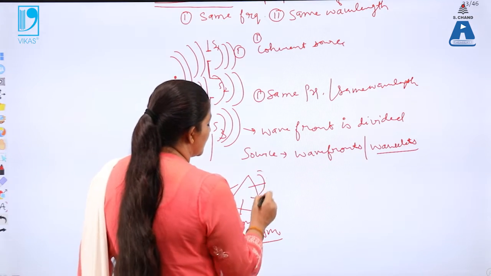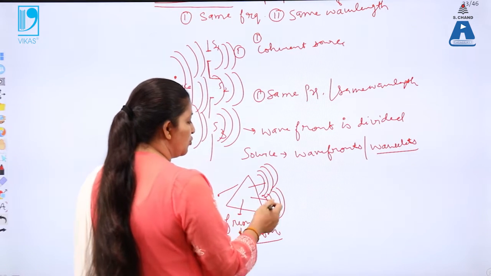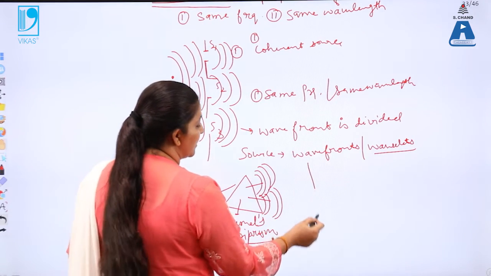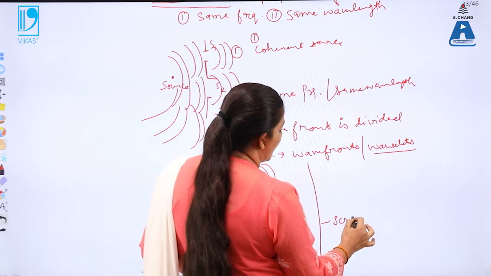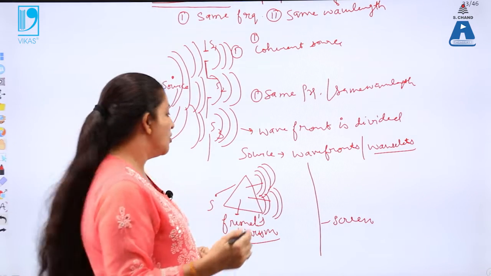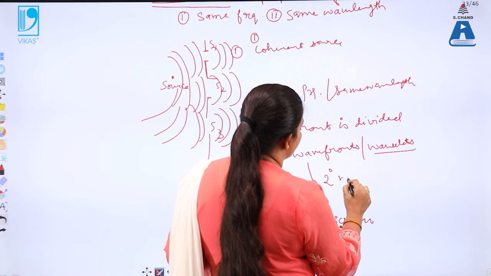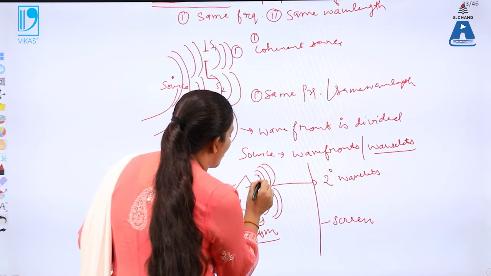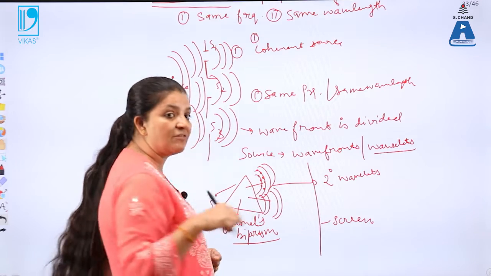Again secondary wavelets come from each source. On combining, these wavelets superimpose on each other to give the resultant. If this is a screen over which we want to get the result, these two wavefronts will superimpose on each other to give us the resultant. Each and every point on this source will act as a source of secondary wavelets.